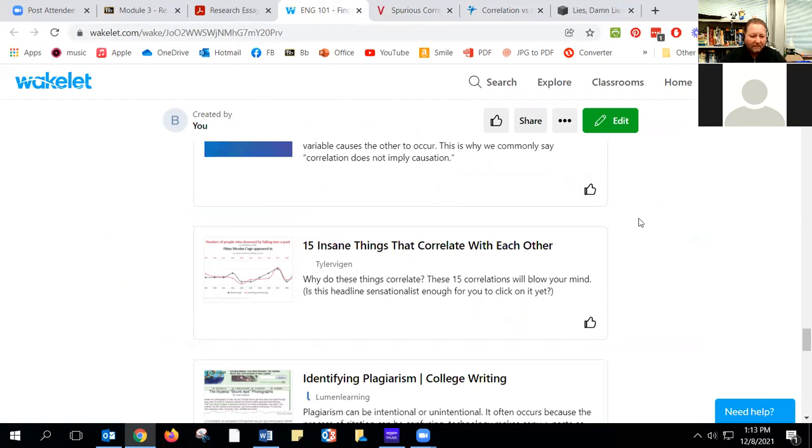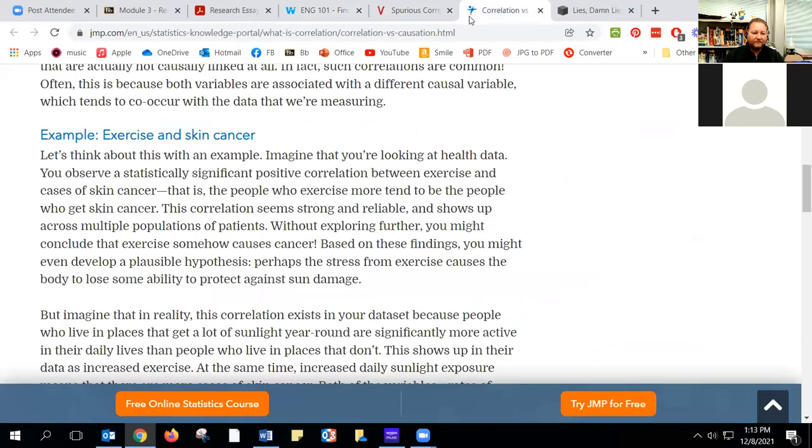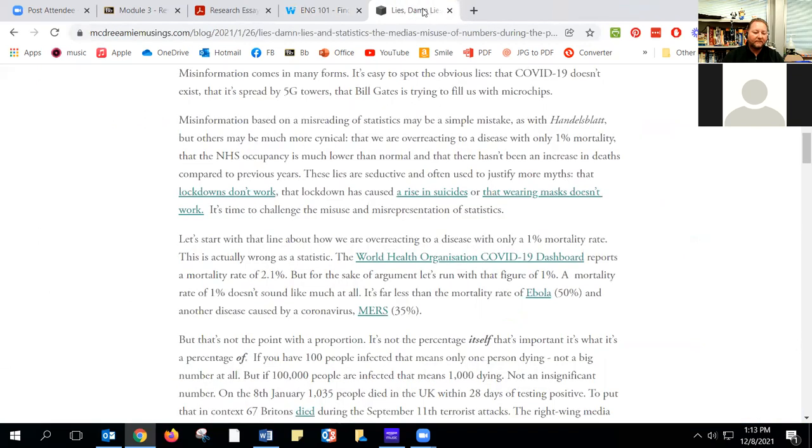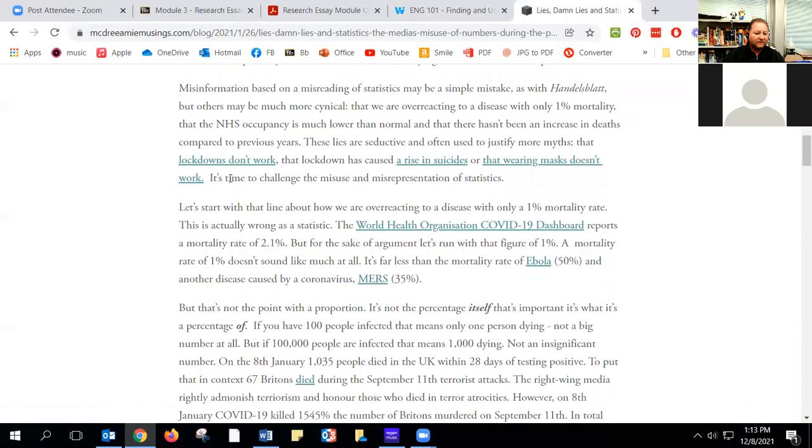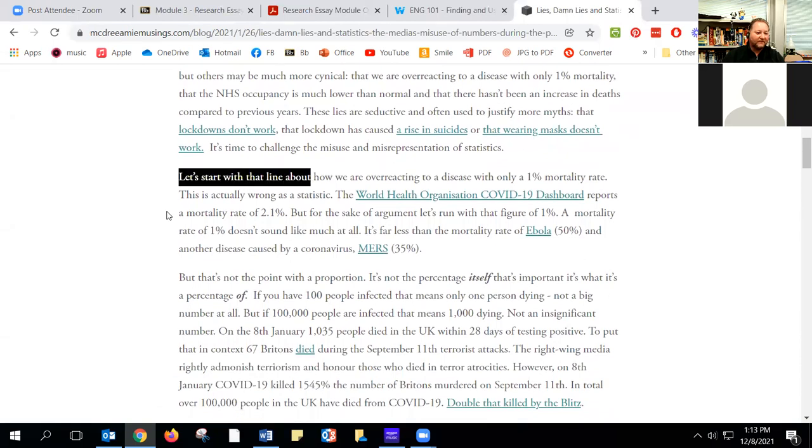All right. So for another example, not that one, this one. This is from a British thing, but it still makes sense. This one is very timely and important. We're going to talk about COVID. Let's start with the line about how we are overreacting to a disease with only a 1% mortality rate. It's actually wrong.